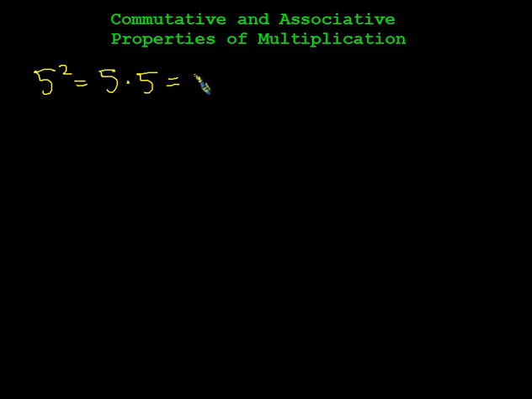Now, in this case, it's true, 5 times 5 equals 25, but the main thing is 5 squared equals 5 times 5. And the definition of a power is that it will tell you how many times you will multiply something times itself. That's really important for you to know.